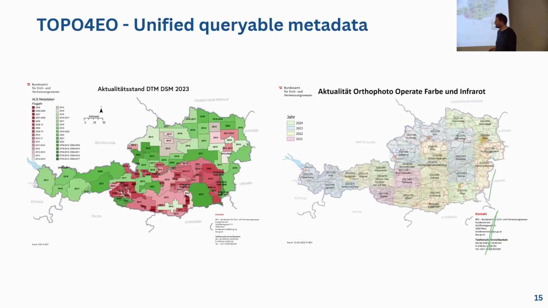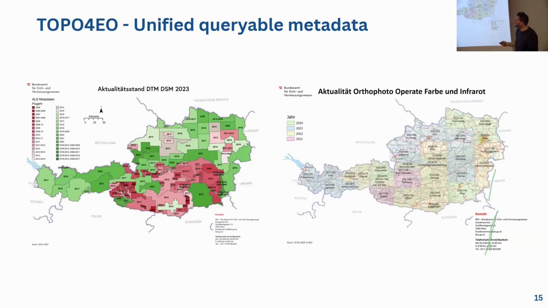So what's the current situation regarding the metadata of those two datasets, the terrain and surface model and the orthophoto? As I said, both datasets come with metadata, but this information is provided in additional forms, like a GeoPackage, a shapefile, or a PDF, and you see the output here. On the left-hand side, you see the acquisition times of the digital terrain and surface model, so when the data was acquired by airplane.